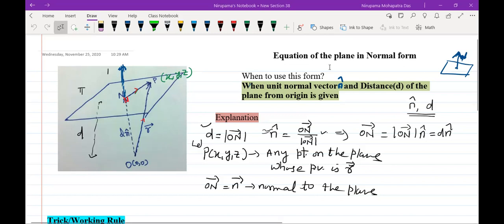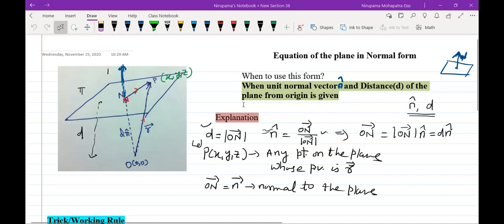So when to use the equation of the plane in normal form, how to know when the equation of the plane in normal form is to be used, because we already have studied the equation of the plane when the plane passes through a given point and the normal to the plane is given. Okay, so that you know. Now the equation of the plane in normal form.